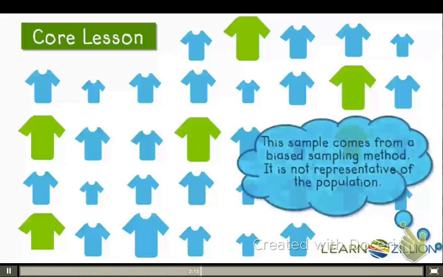This sample comes from a biased sampling method. It is not representative of the population. The sampling method is biased because people who were more likely to have large t-shirt sizes were chosen for the sample. So there was a bias in the sample.